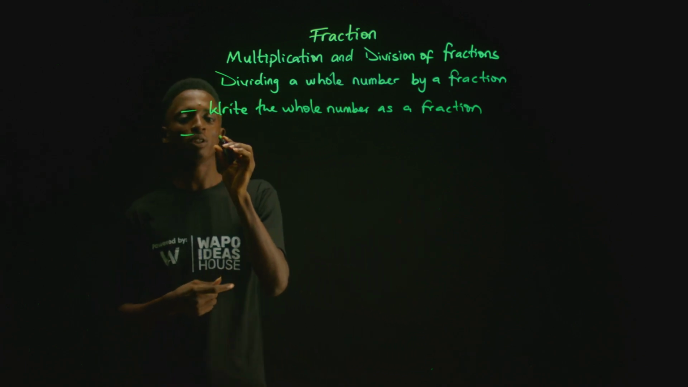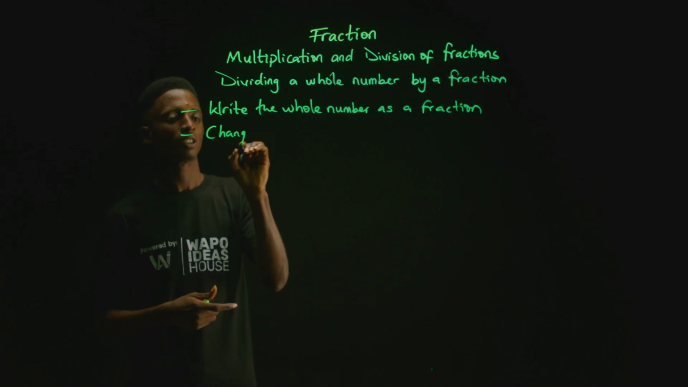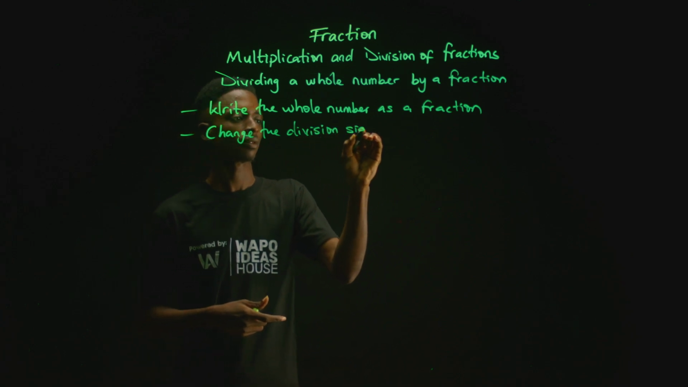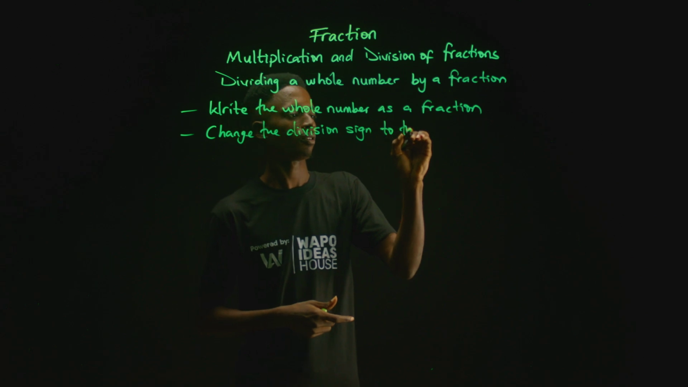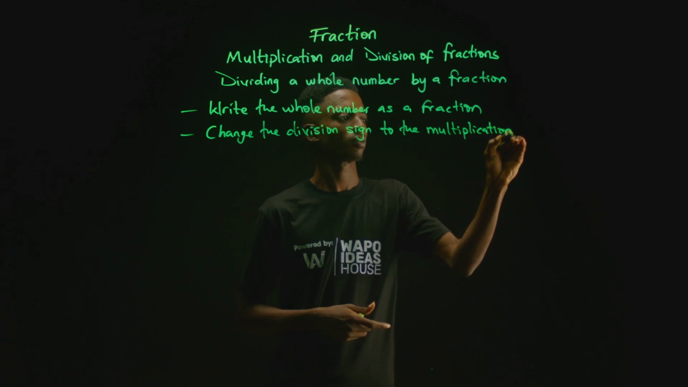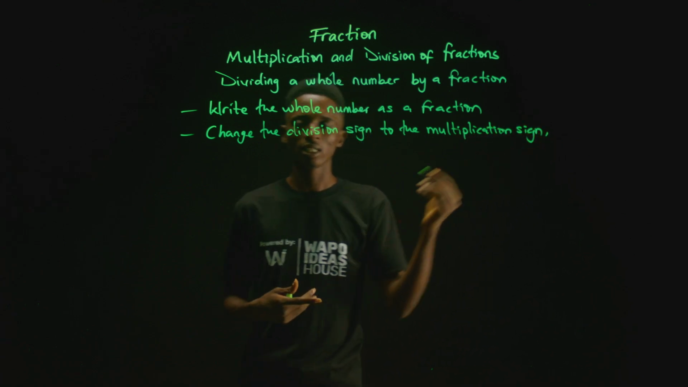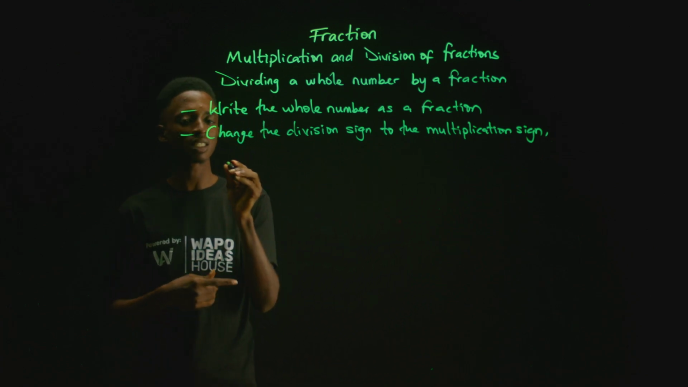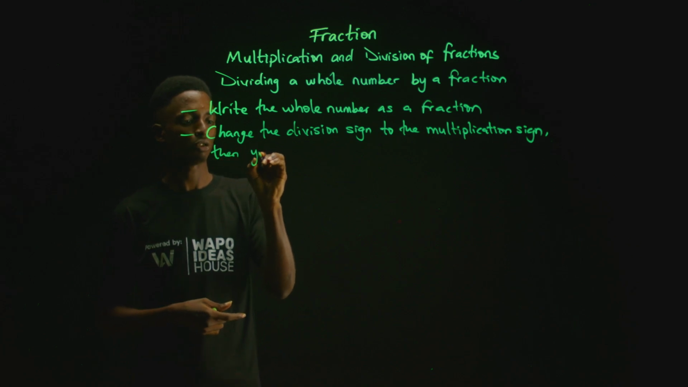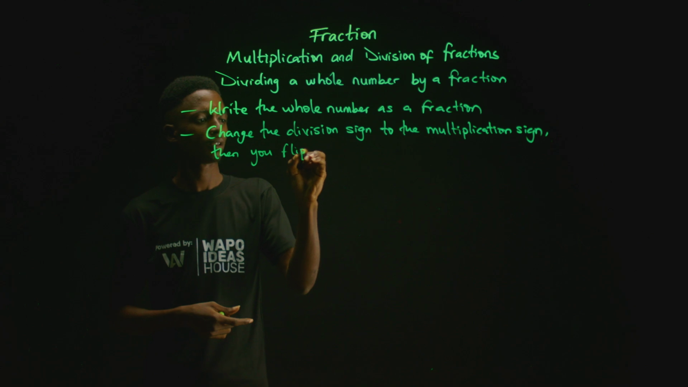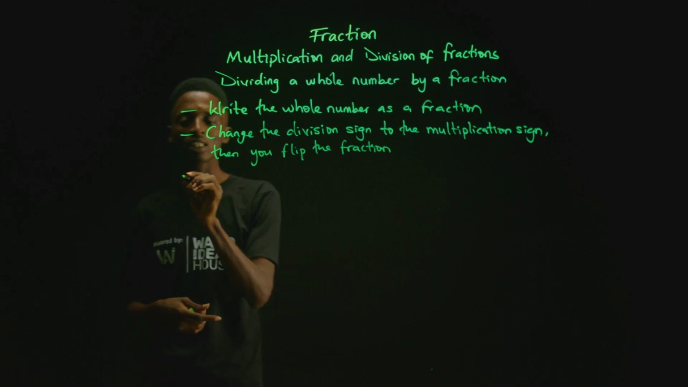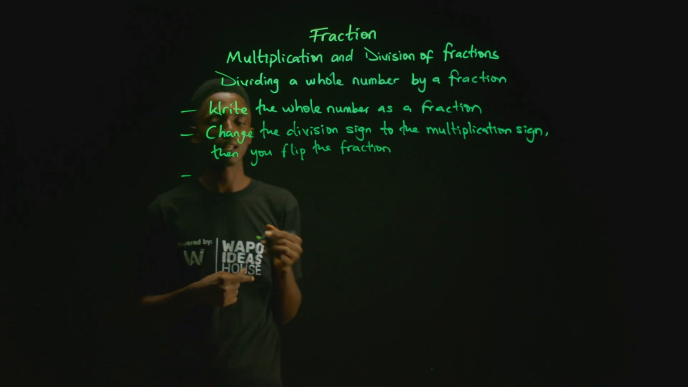Now the next thing you do is you change the division sign to the multiplication sign. Now when you do this, it brings an effect. And the effect of this is that you have to flip the fraction. So then you flip the fraction. So at this point, you would have two fractions multiplying each other.